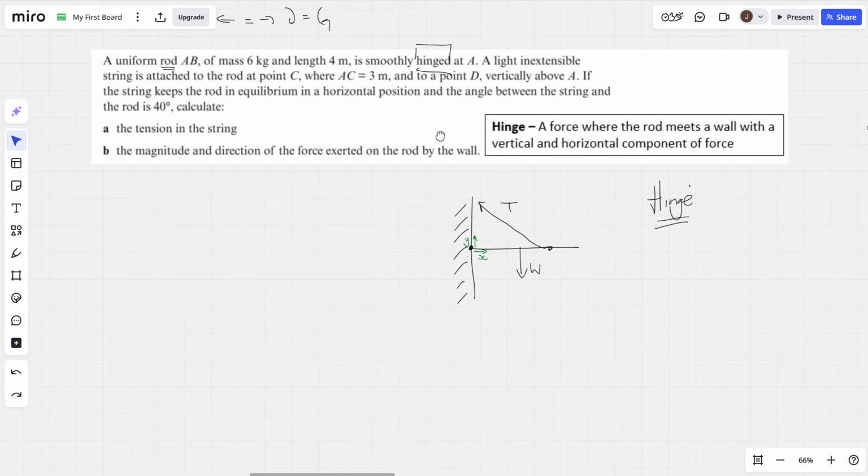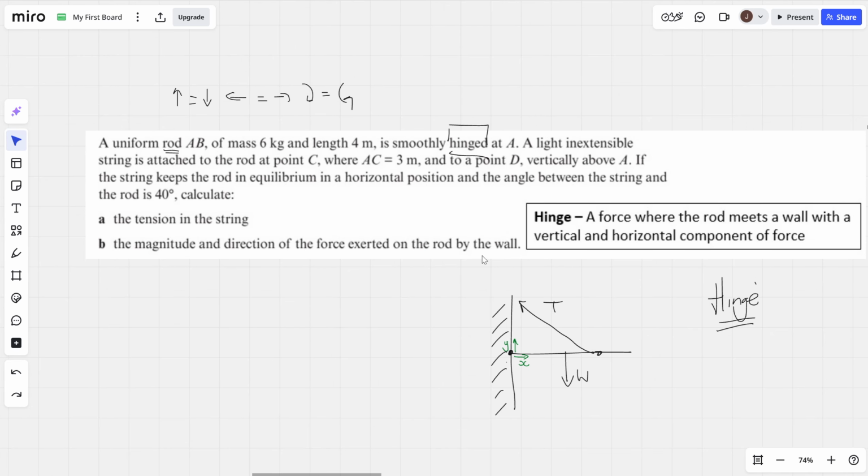So let's go back to reading it through. It's a light inextensible string, so no surprises there. AC equals 3. So why are they giving us distances? Well, they're giving us distances because we're going to have moments again. You have to read the letters very carefully because they can look slightly different, but they're saying A is here, B is here, C is where it's attached, D is above. So that's how you would piece together the diagram.